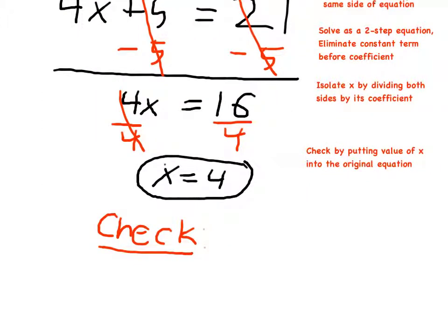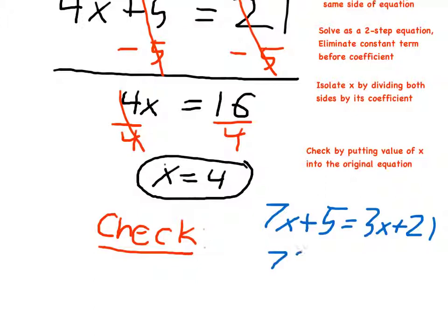Finally, I'm going to check by rewriting the original equation using 4 in place of x. The original equation was 7x plus 5 is equal to 3x plus 21. If I rewrite that with 4 instead of x, that's 7 times 4 plus 5 equals 3 times 4 plus 21.